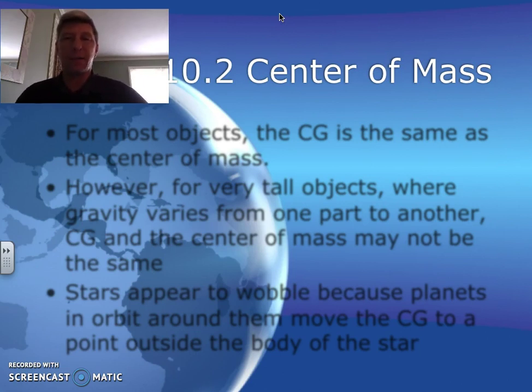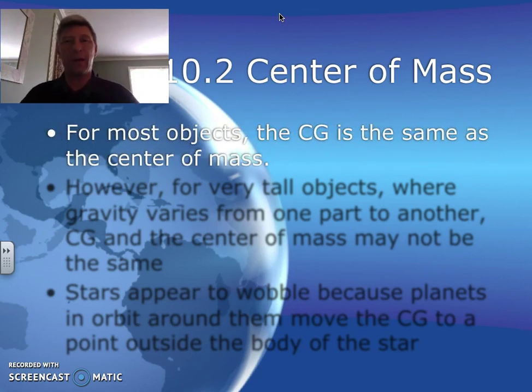Today we're going to talk about section 10.2, the center of mass. Remember on Friday we talked about the concept of center of gravity. Since gravity acts on the mass of an object, generally speaking, for most objects, the center of gravity, or what you see there as CG, is the same thing as the center of mass. However, there are some exceptions, right?